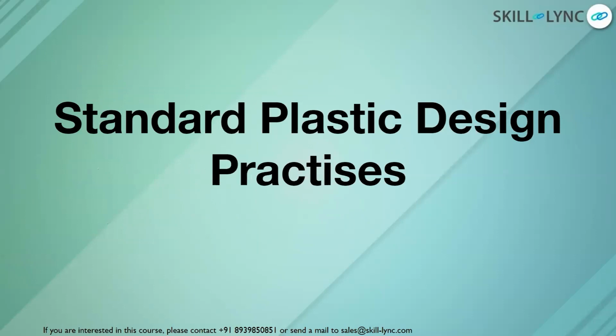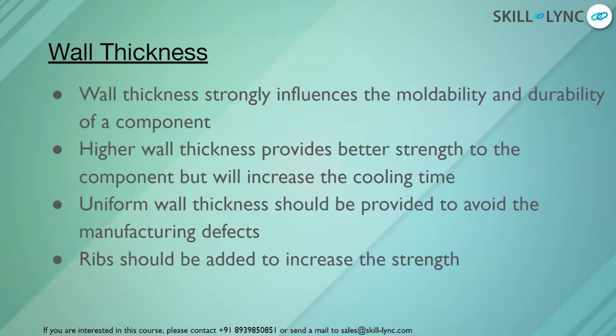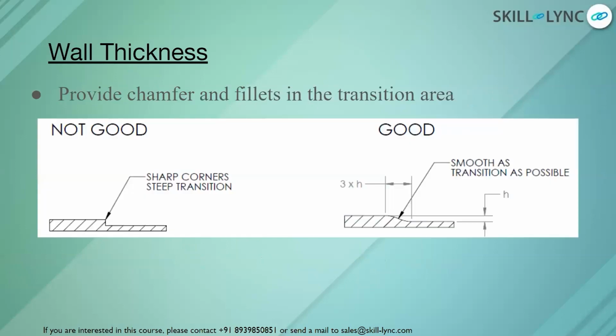Now coming to some of the standard plastic design practices. Wall thickness strongly influences the moldability of the part, and hence we need to make sure that uniform wall thicknesses are maintained. Okay. If the wall thickness is higher, then it can lead to plastic defects. And with respect to all the engineering features also, the wall thickness should be designed properly so that wherever there is a requirement for strength and joining operations, it is able to perform its operation, right?